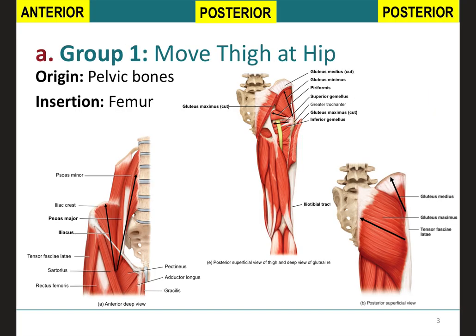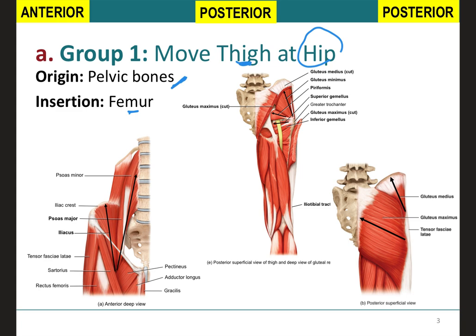Like I said, group 1 will be made up of muscles that move the thigh at the hip. Therefore, to be able to move the thigh, they need to cross the hip joint. If they're crossing the hip joint, it means that they will have to originate on the pelvic bones or the pelvic girdle, and they need to insert on the femur.